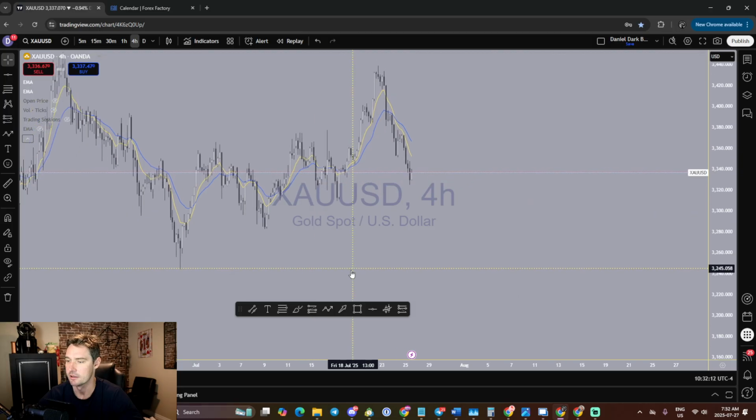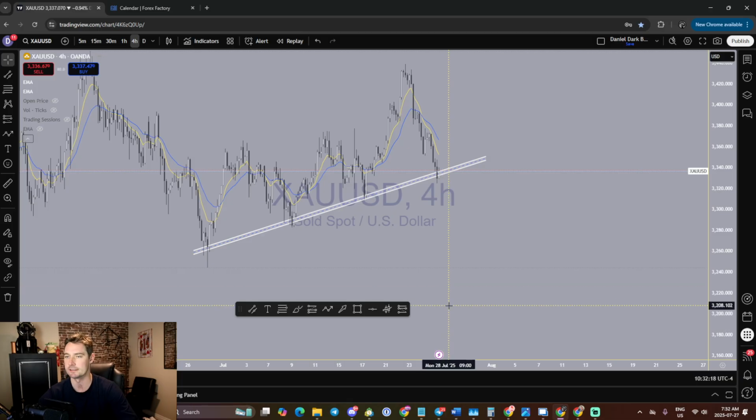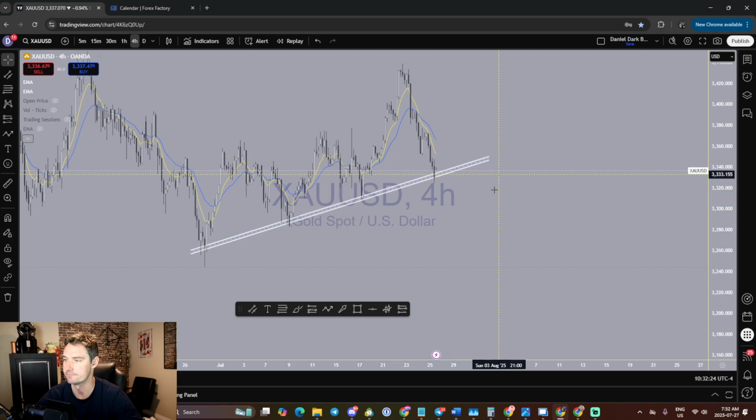Maybe we have like a trend line here or something, right? Maybe that's the only technical reason that gold might bounce, because of this trend line that maybe some people are watching, right? But that's the only key factor holding the price of gold currently where it is.